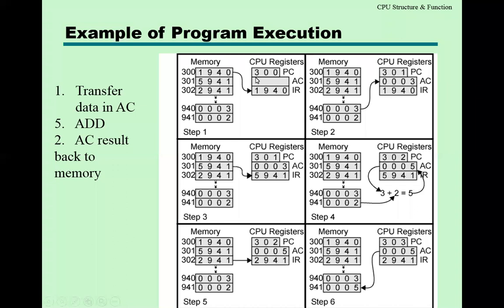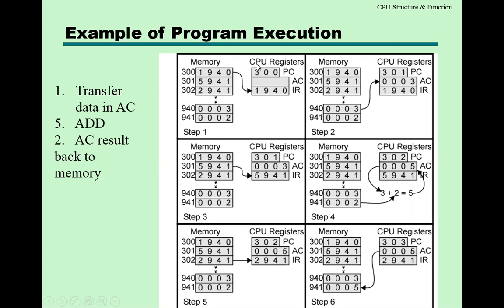Now, understand this properly so that you can explain. PC is holding the address 300. So in main memory, where is the address 300? Here is 300, right? So PC is holding the address 300. And here is the instruction, that is 1940.